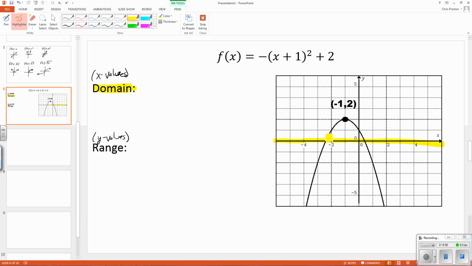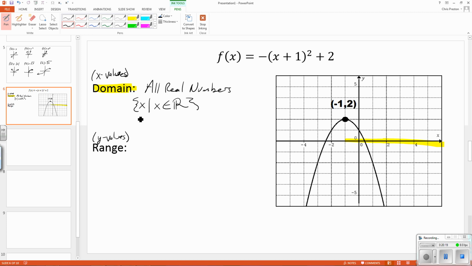So if I'm looking for the domain, what I'm going to say is this is all real numbers. It continues left and right. Now, there are some other ways of representing all real numbers. One way, you could say something like x such that x is an element of the real numbers. That would be a way you could say all real numbers.